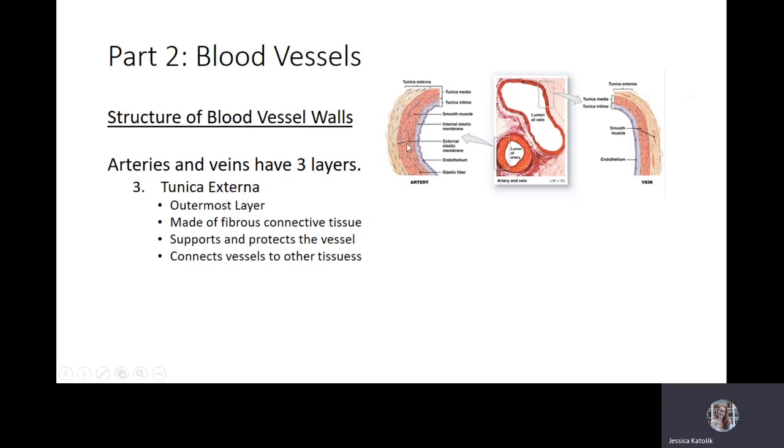And the other layer, the last layer, is going to be the tunica externa. It's going to be the outermost layer. This is going to be composed of fibrous connective tissue, and this is going to help support and protect the blood vessel, and it also will kind of stitch and attach it to the other tissues of the body.